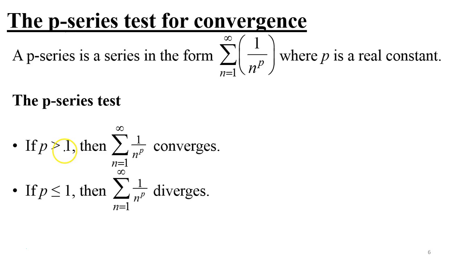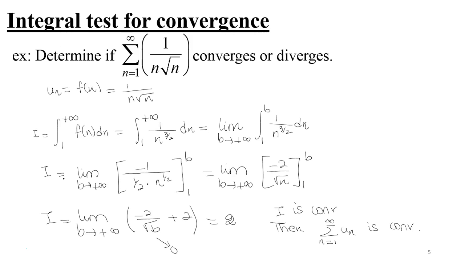The p-series help us determine the convergence of the series based on the value of p. The p-series test states that if p is greater than 1, in that case, the series is convergent. However, if p is smaller or equal to 1, then the series is divergent. And the p-series test can be easily justified using the integral test.